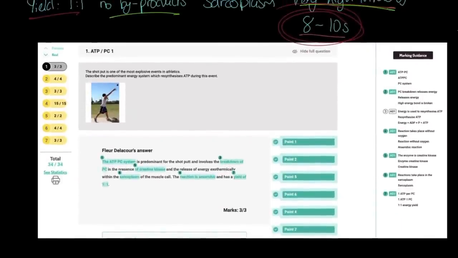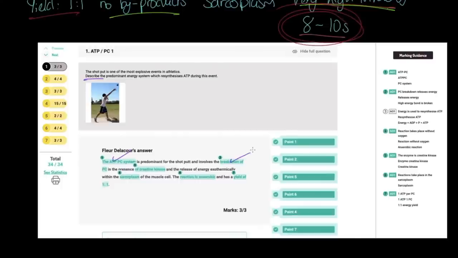Okay, let's do a question on that one before we move forward. The shot put is one of the most explosive events in athletics. We agree. Describe the predominant energy system which resynthesizes ATP during this event. So we're describing here, folks, we need to give the characteristics. So what do we have? We know it's the ATP-PC system because, of course, it's a very short duration.